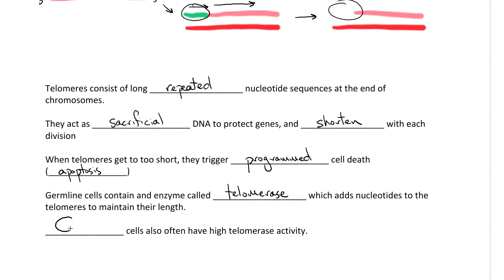Now, cancer cells also often have high telomerase activity, and you can reason that out because if they didn't, they would tend to kill themselves off, and cancer is effectively a kind of immortal cell. So they've often developed mutations that keep telomerase working. So that's an introduction to non-coding DNA.